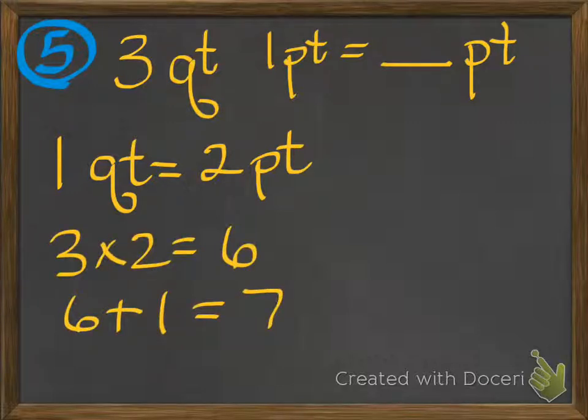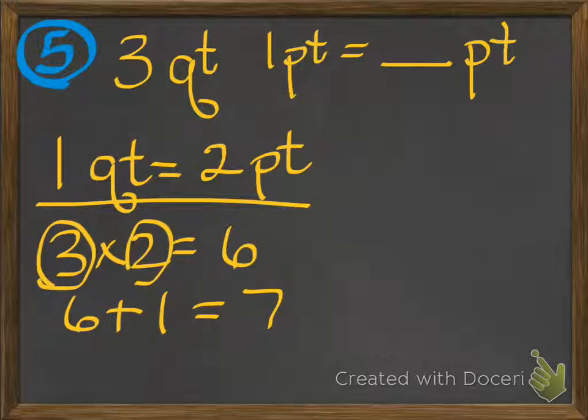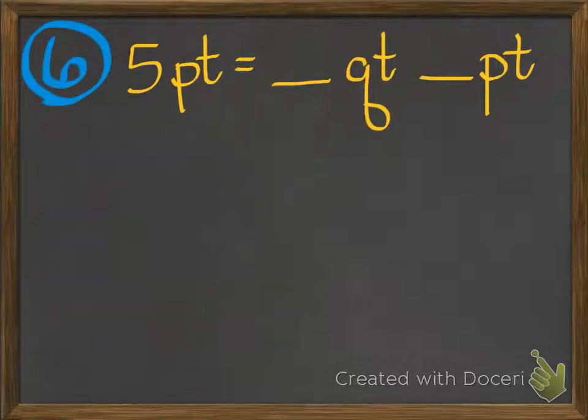Okay, so I know that 1 quart is the same as 2 pints. So I took 3 quarts times 2 pints, and that equals 6 pints total. 3 times 2 is 6. Then I didn't want to forget that 1 pint up there, so 6 plus 1 equals 7. So 7 pints. Number 6, 5 pints equals how many quarts and how many pints? You're going to have a remainder for this one.